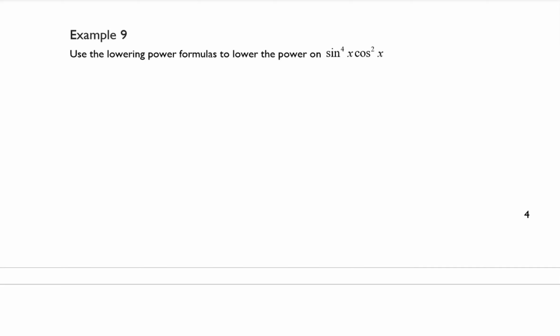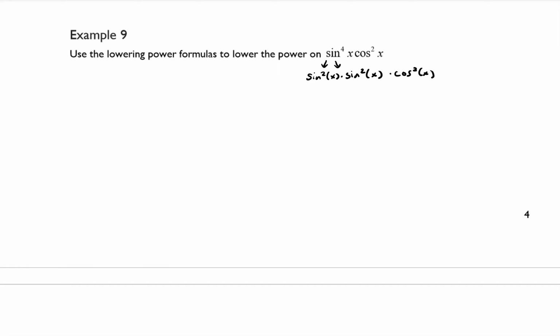Example 9 says use the lowering power formulas to lower the power on sine to the fourth x times cosine squared x. So sine to the fourth of x is the same thing as sine squared x times sine squared x. And then we have times cosine squared x.